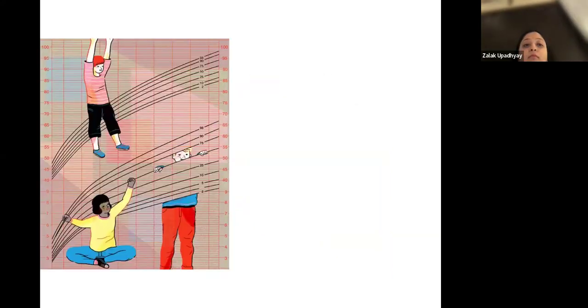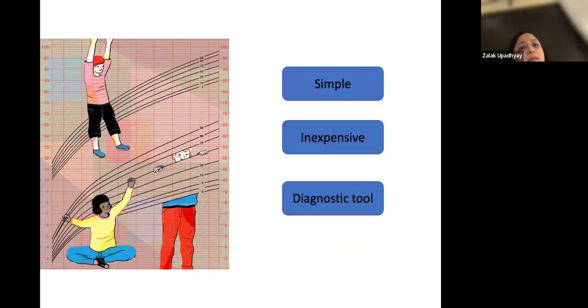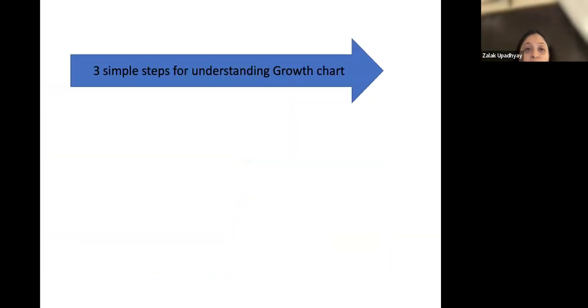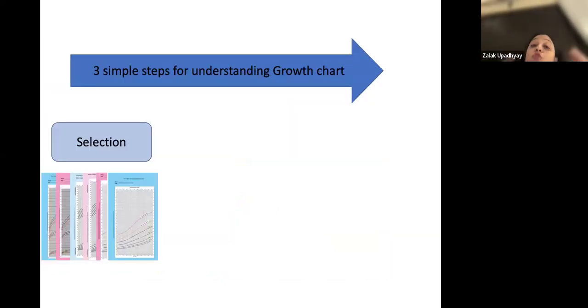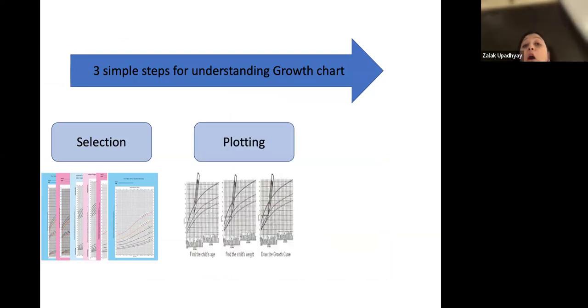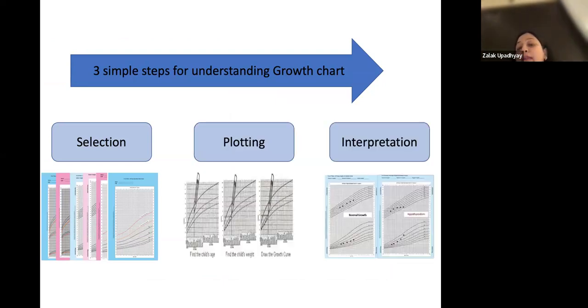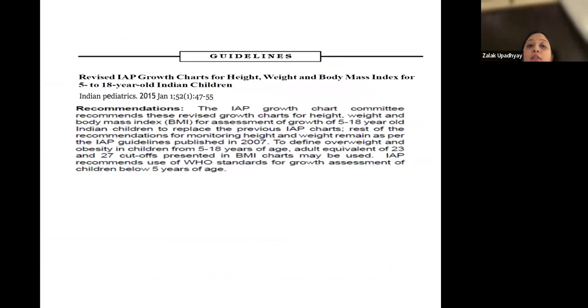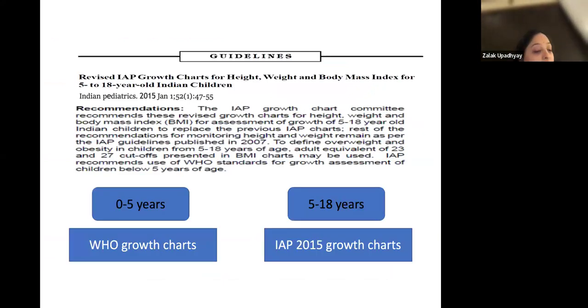So why do we use growth charts? Growth charts are simple, they are inexpensive, and they offer a great diagnostic tool. What are the 3 simple steps of understanding a growth chart? Which charts do we use? I'll be running through some of the growth charts which we have. Which charts do we select? How do we plot them? And how do we interpret? We will learn that. So what growth charts do we use? From 0 to 5, we use WHO, and from 5 to 18, IAP growth charts.